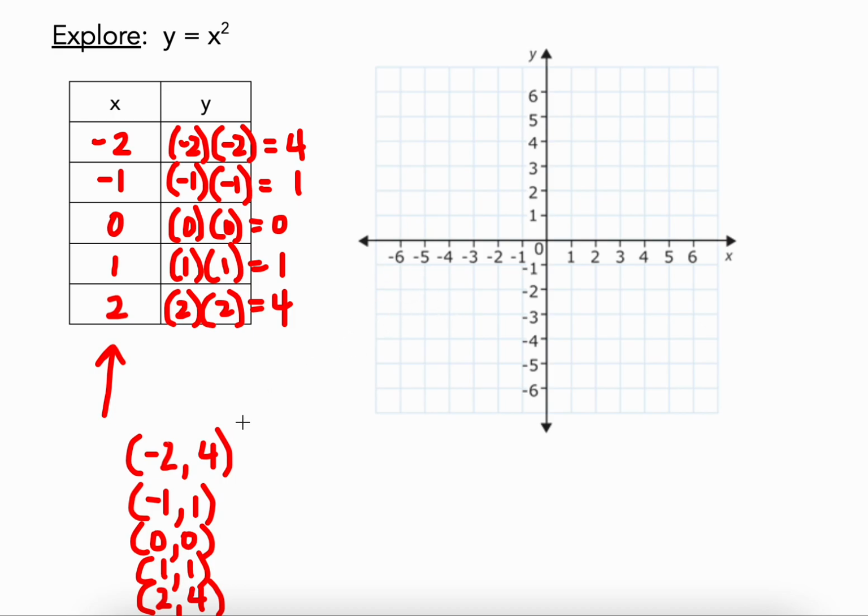Okay, let's go ahead now and plot these. -2 and 4. So I'm finding -2 on my x-axis, then I'm going up to connect it to y equals 4. Next is -1 and +1, finding -1 first, and then flying up to 1. Okay, and then 0, 0 is the origin. Now, here's where it gets interesting. Then I'm plotting 1, 1, and then 2, 4.